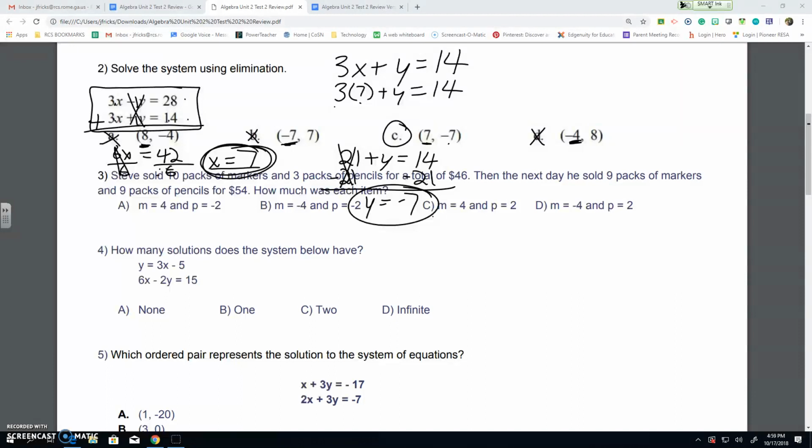So with y equals negative 7, that gives us our second solution, which will tell us that the answer here is C. And remember, we always write our solutions in the form x comma y. So x here would be 7, and y would be negative 7.